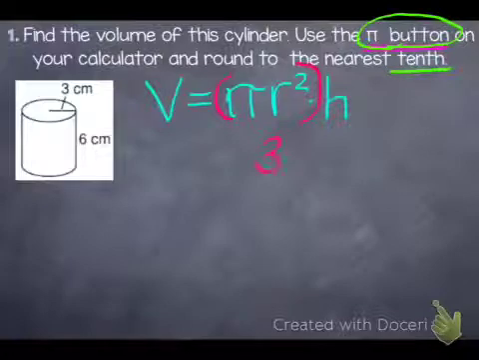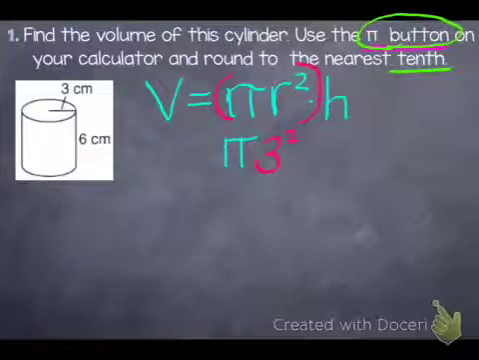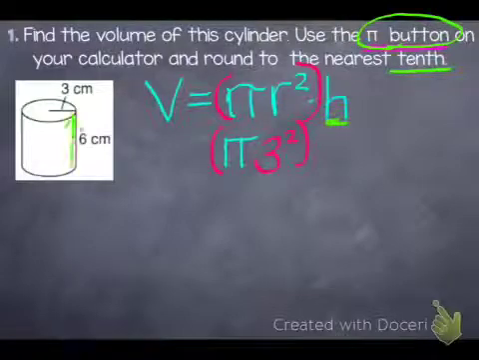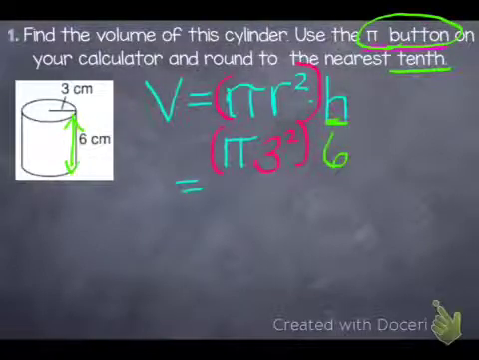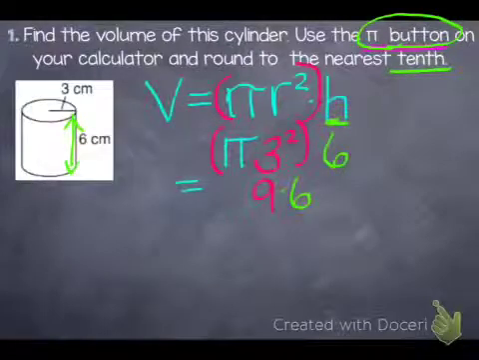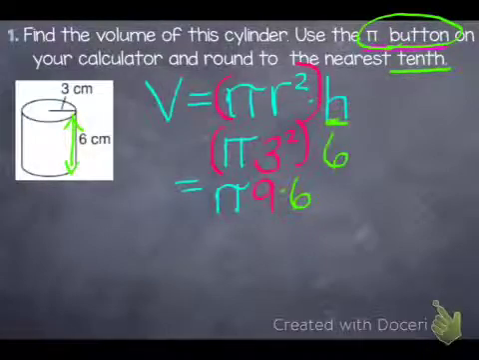So I'm going to substitute a 3, and that's going to be squared. And then I'm going to also substitute in our height. Our height is going to be how tall our cylinder is, so our height is 6. So now we're just going to simplify. I'm going to start by simplifying all the numbers before I start simplifying any of the pi. 3 squared is going to be 9. And then we can do 9 times 6, which is going to give us 54 pi.